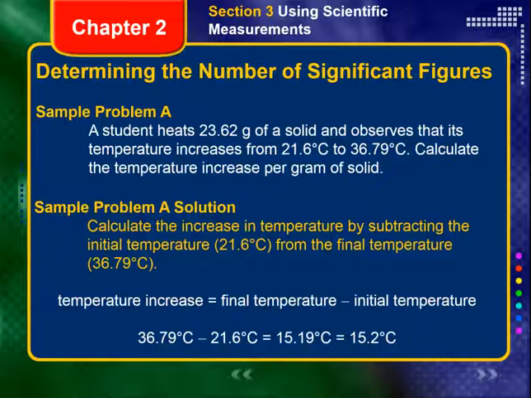Now my calculator is going to tell me that the answer is 15.19. But that is not what I should report, because this 21.6 only has 1 place past the decimal. Therefore my answer, which I'm going to report, can only have 1 place past the decimal. So that means I have to round to this 1's place. As per your normal fifth grade rounding rules, what does this 9 tell you to do to the 1? To round it up to 15.2.